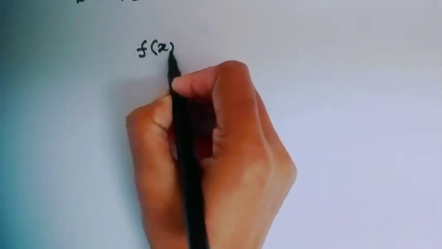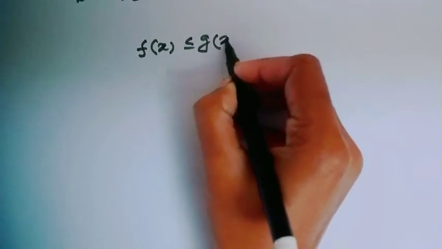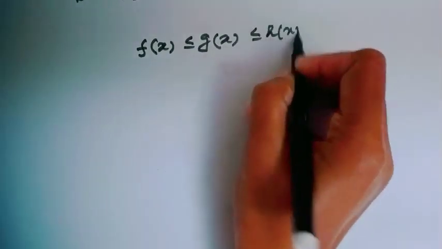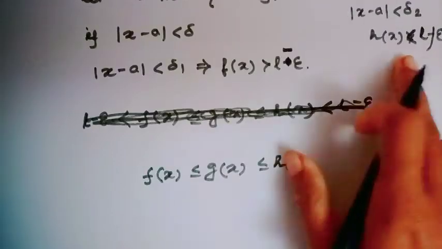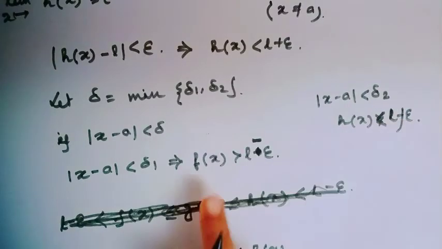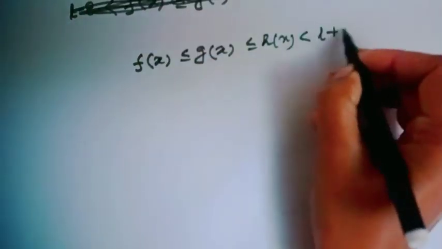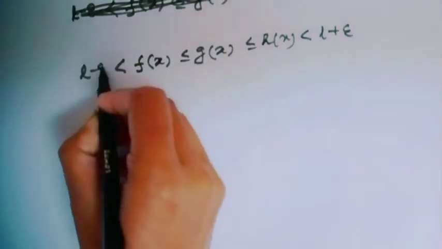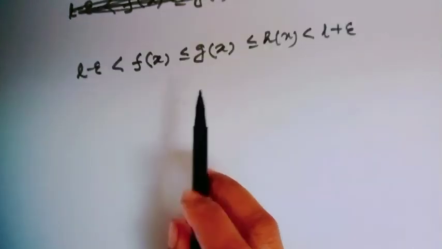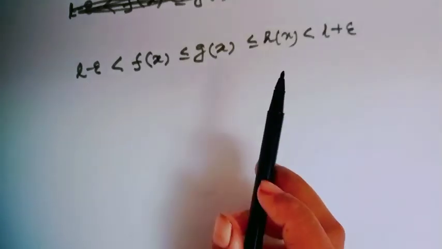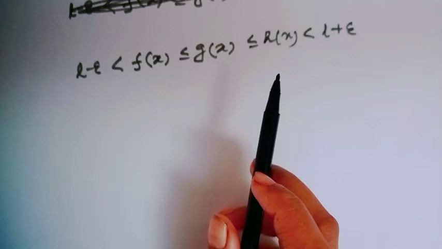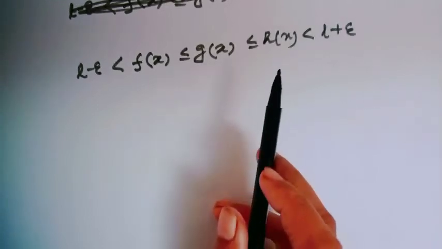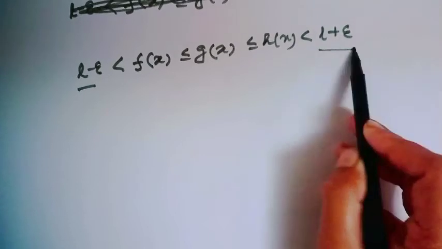f(x) less than or equal to g(x), g(x) less than or equal to h(x), and h(x) less than L plus epsilon, and f(x) greater than L minus epsilon. So we can write this is L plus epsilon, this is L minus epsilon. That means g(x) is squeezed between f and h. Actually g(x) is squeezed between L minus epsilon and L plus epsilon.